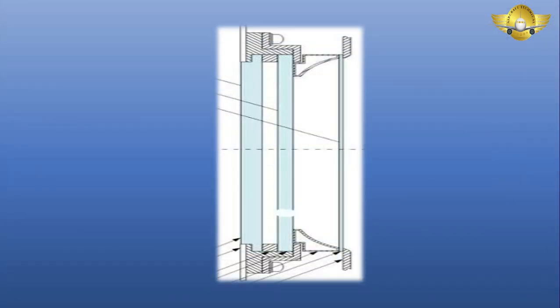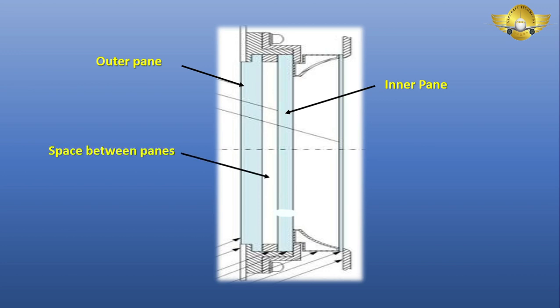The outer main pane takes the cabin interior pressure under normal operating conditions. The inner auxiliary pane is not required to take the cabin interior pressure under normal operating conditions because the cabin pressure is effective in the space between the inner and the outer pane.